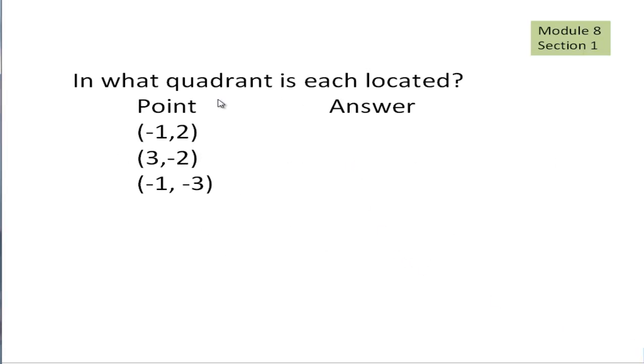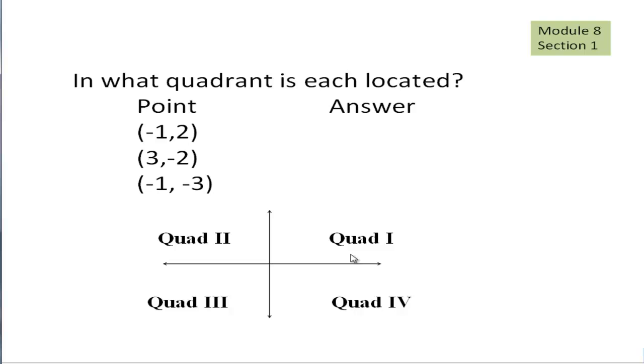Okay, in what quadrant is each point located? Well, first you need to know what the quadrants are. If you have a grid, the x-axis is horizontal, the y-axis is vertical. Quadrant 1 is in the upper right corner, excuse me. Quadrant 2, upper left. Quadrant 3, and then quadrant 4 going around counterclockwise.